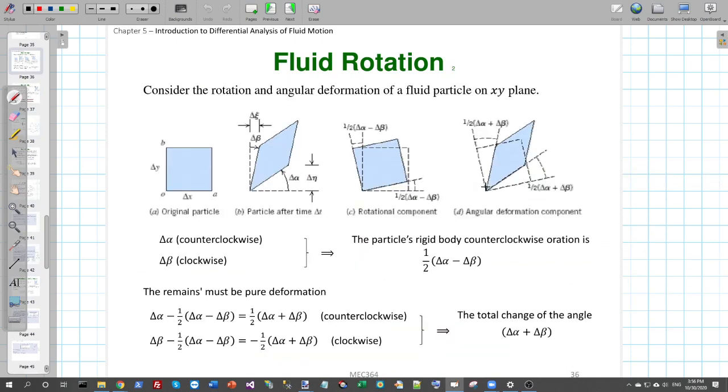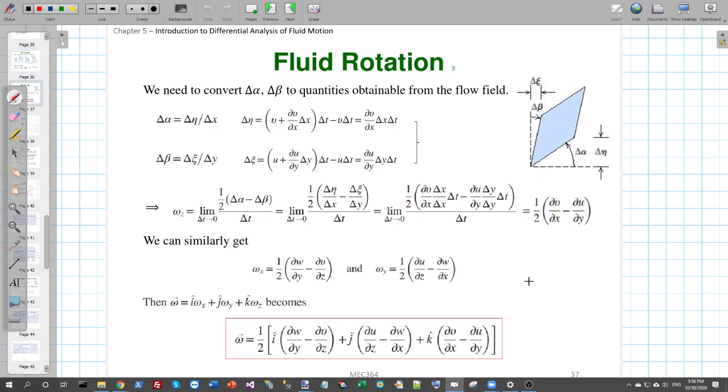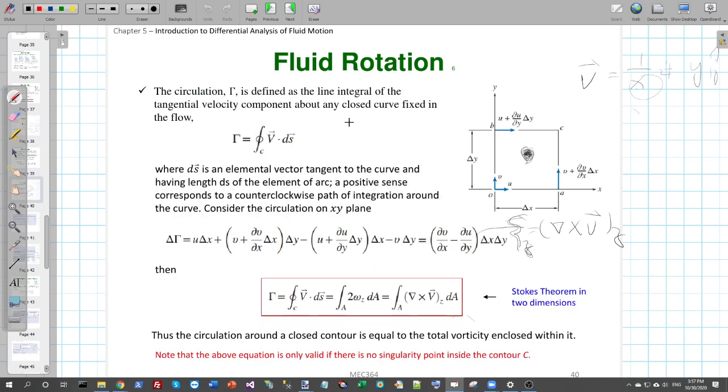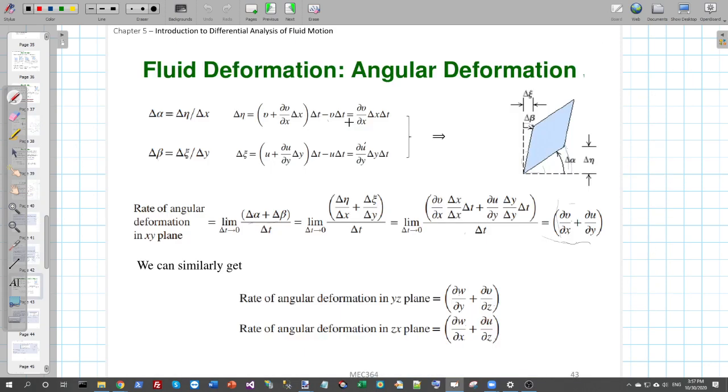We showed that the change of the angle of the particle due to angular deformation is delta alpha plus delta beta. This is the total change of the angle due to the angular deformation. Remember that we have this correlation here: delta alpha and delta beta can be related to the velocity field this way.